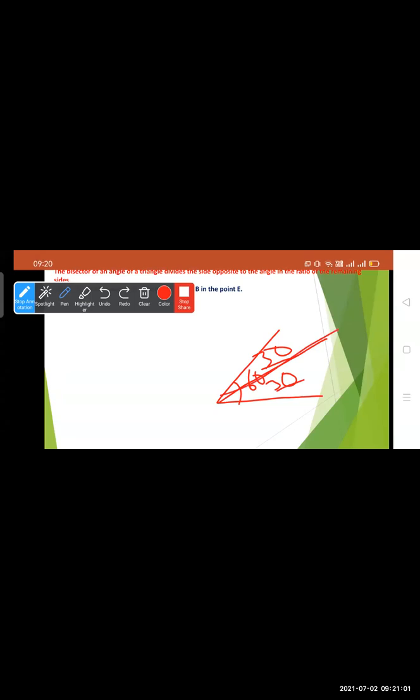That is the bisector. So the given is that the bisector of an angle of a triangle divides the side opposite to the angle in the ratio of the remaining sides. So first we see the figure. In the figure, ABC is the triangle, and the bisector of angle C intersects AB at point E, meaning CE is the bisector of the angle ACB.